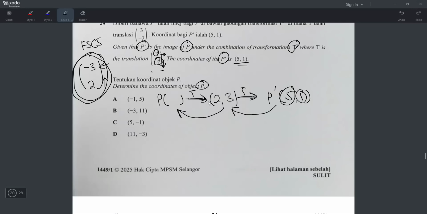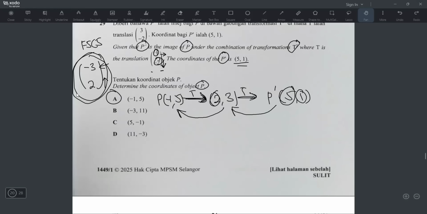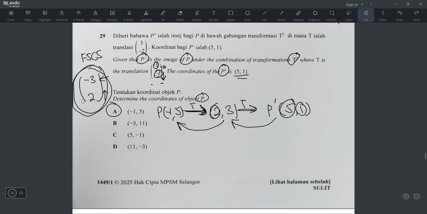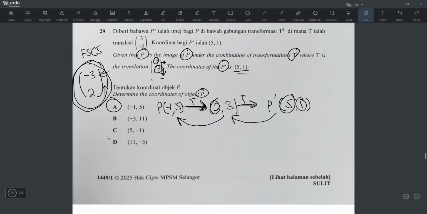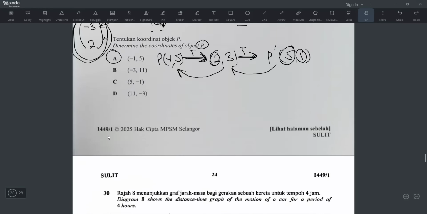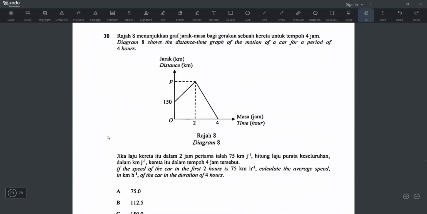Alright, 2, 3. Have to do the translation one more time, but you don't do 3, negative 2. You have to look at the direction. From here to here is 3, negative 2, but from here to here is negative 3, 2, because you are doing translation in reverse. So you take the same thing, 2 minus 3, negative 1, and then 3 plus 2 gets 5. So the answer is A. Alright? Hope you understand how to find the object from the image. You have to do the transformation in reverse.